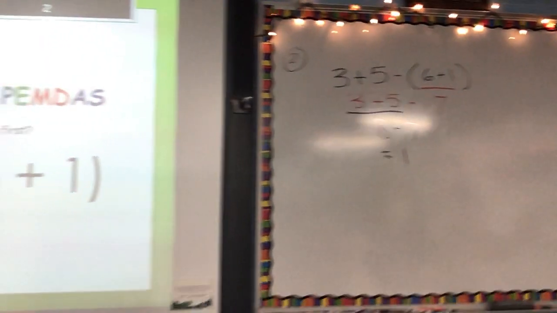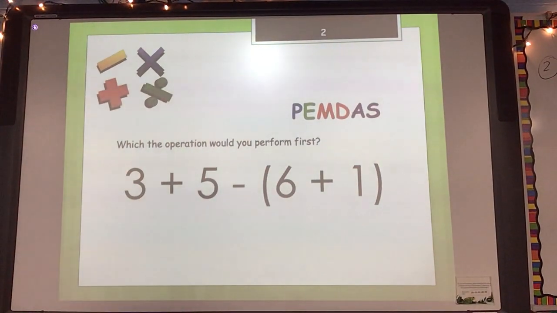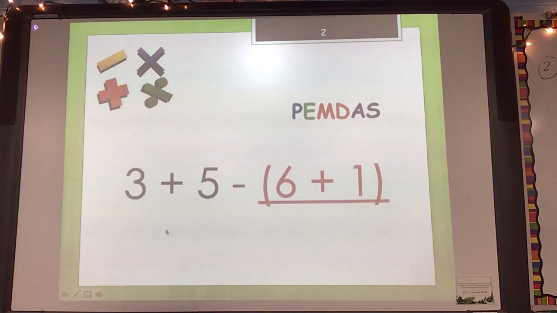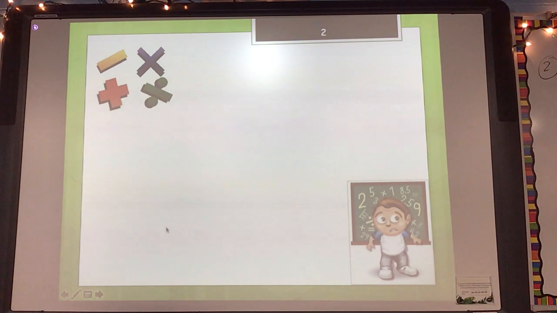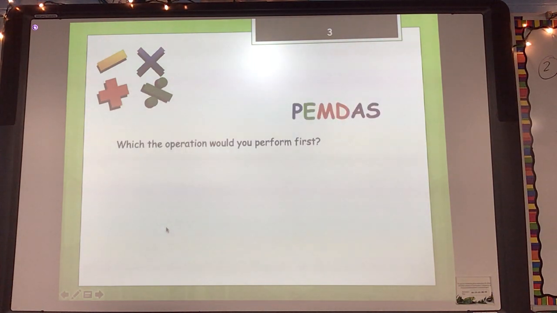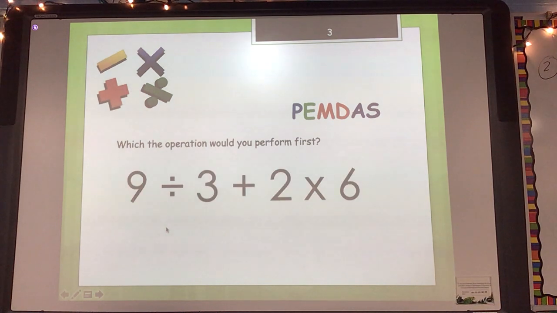All right, let's come back over here. All right, let's watch 6 plus 1. Good. 3 plus 5. 8 minus 7 was 1. Good job, guys. Number 3. All right, number 3. 9 divided by 3 plus 2 times 6. Write this in your math notebook, and I want you to give it a try.